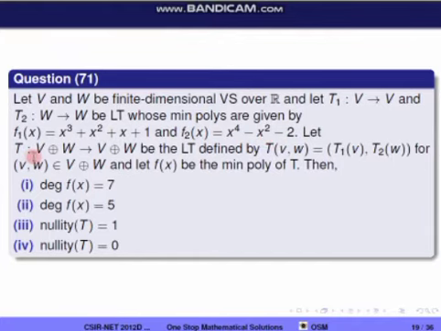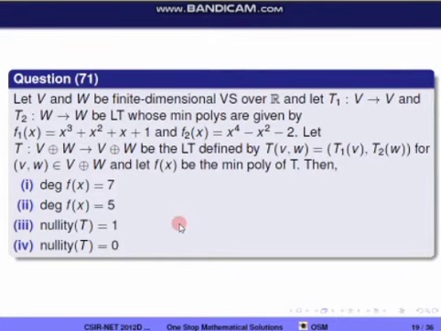Let T from V plus W to V plus W be the linear transformation defined by T of (v, w) equal to (T1 of v, T2 of w) for (v, w) in V plus W, and let f of x be the polynomial of t. So they have given two linear transformations and their corresponding minimal polynomials, and they have defined a new transformation over the direct sum. Then we have to find the degree of its minimal polynomial and also the nullity of the transformation.